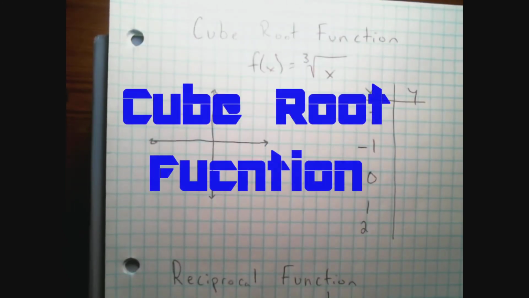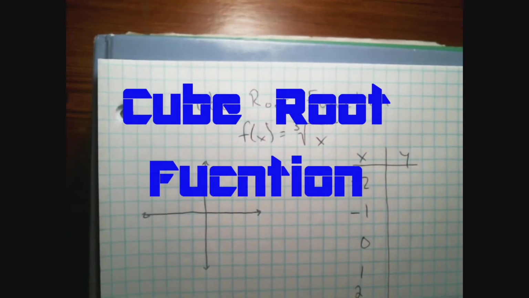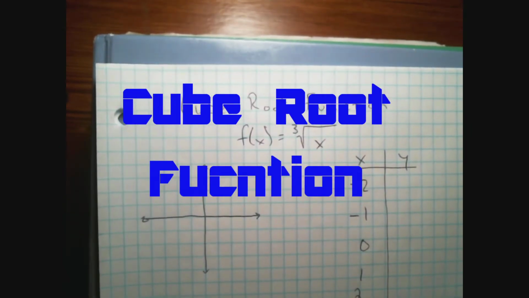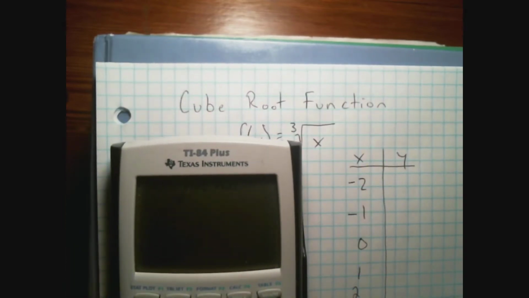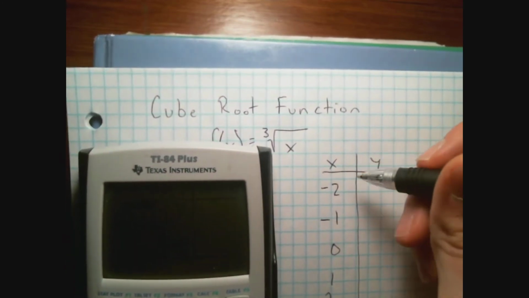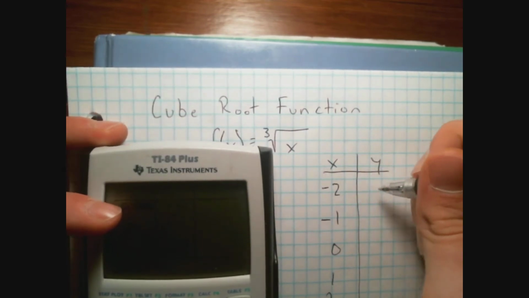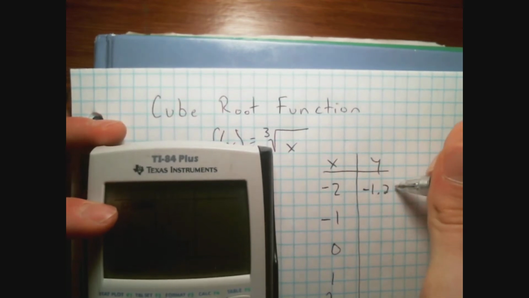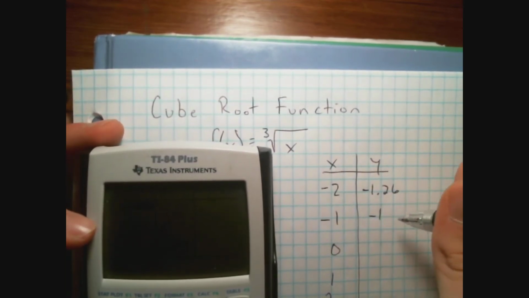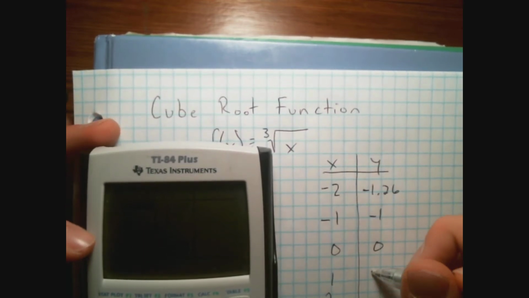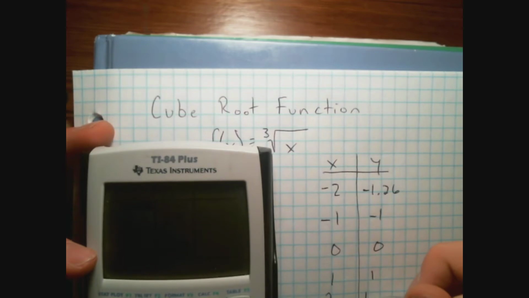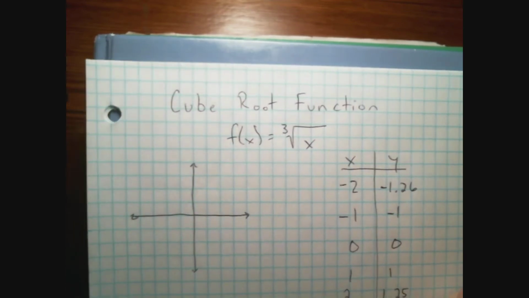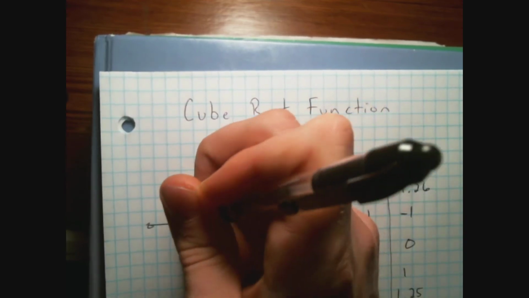Alright, so our next function we're going to look at is called the cube root function. With the cube root function, I'm going to hit math, go down to cube root, put in x, and second table, and it pops up all these values for me once again. So when x is -2, y is -1.26, -1 is -1, 0 is 0, 1 is 1, and 2 is about 1.25. So let's graph this real fast.